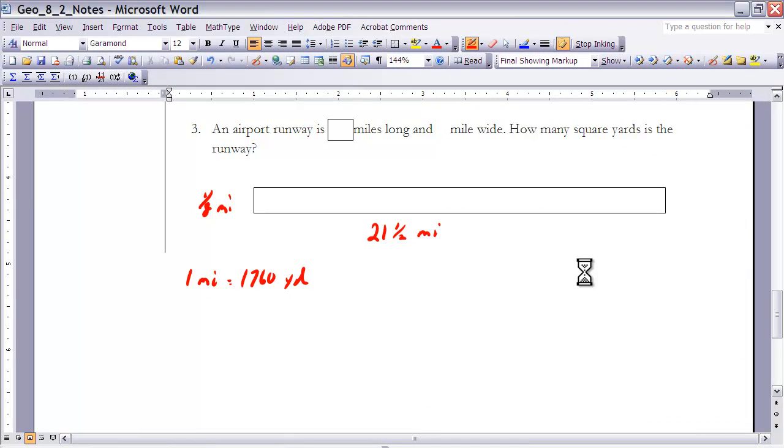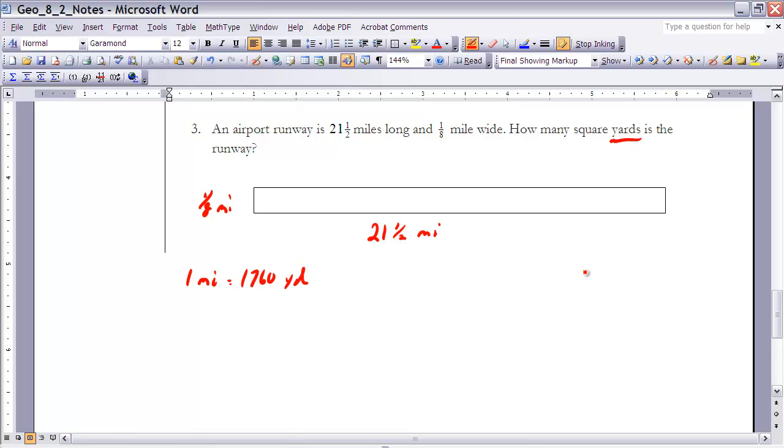Alright, number 3 says we have an airport runway that is 21.5 miles long and 1/8 of a mile wide. How many square yards is the runway? And that's the key to this problem, is that I'm looking for the number of square yards. Well, the first thing I did is I just drew a picture of our runway in terms of miles. And what I want to do next is I want to convert each of those dimensions to yards first before I multiply.